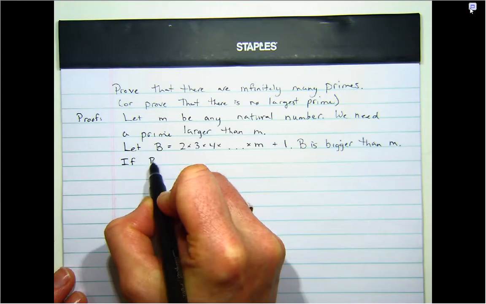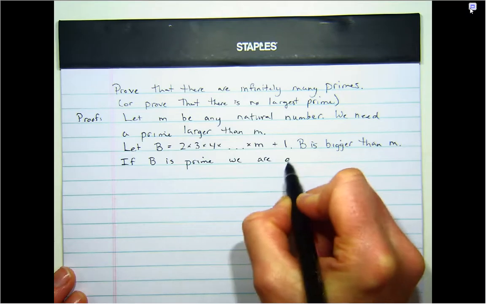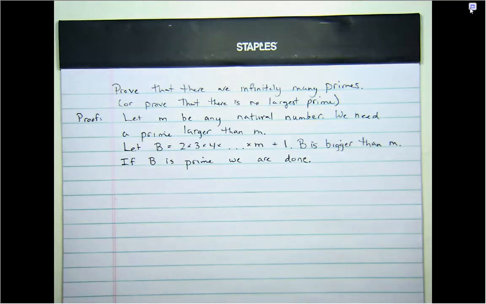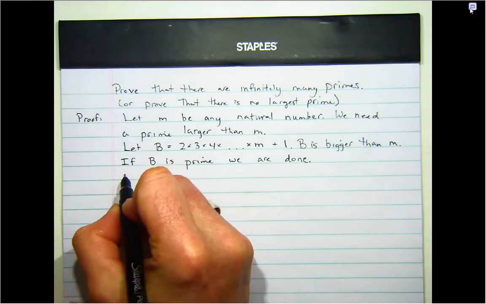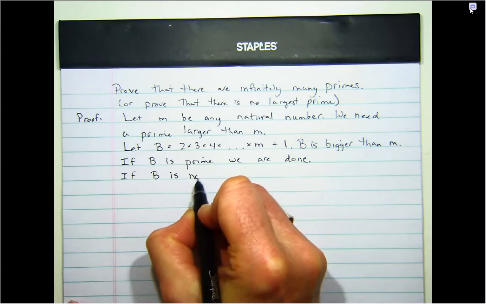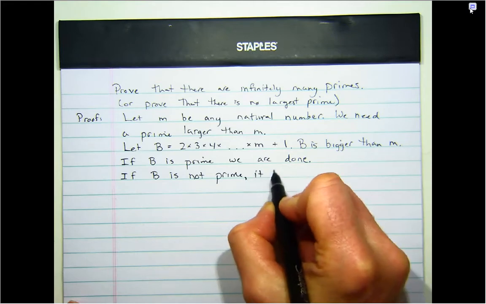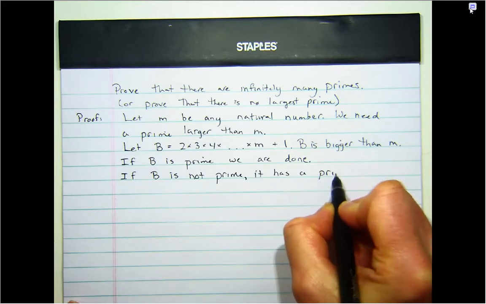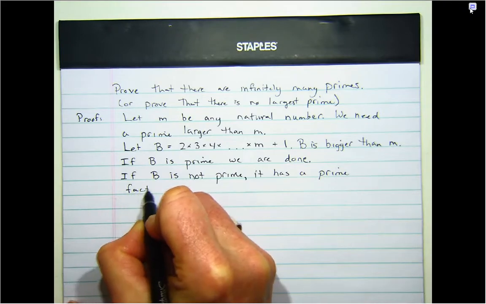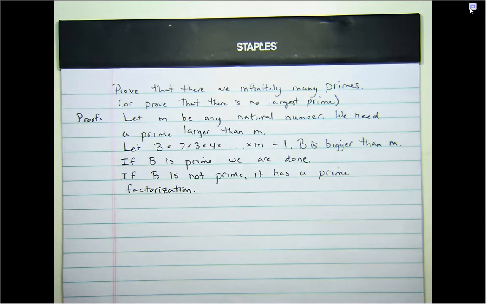If B is prime, we are done. We will have found a prime number bigger than M. If B is not prime, it has a prime factorization.